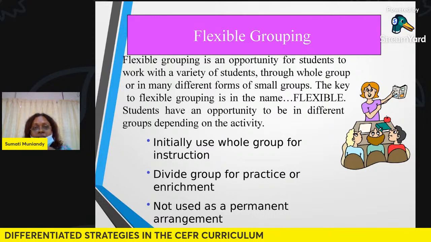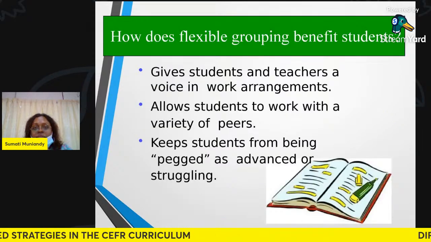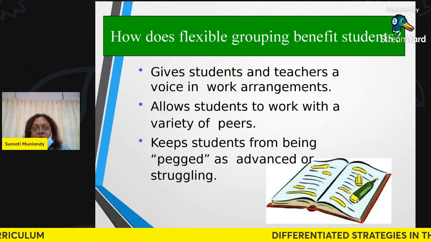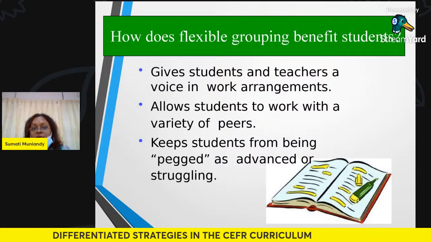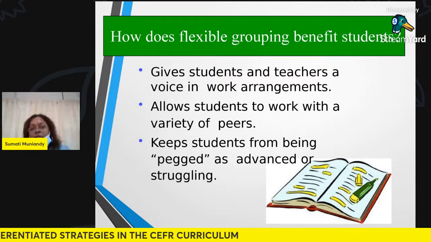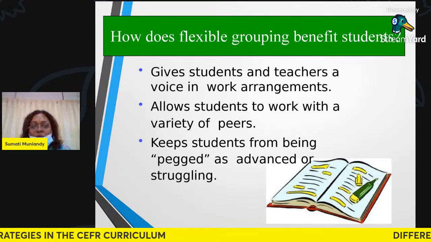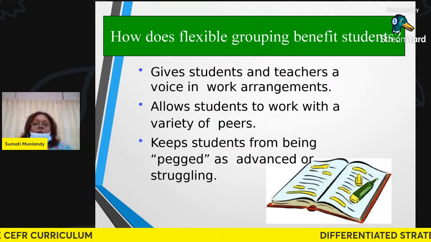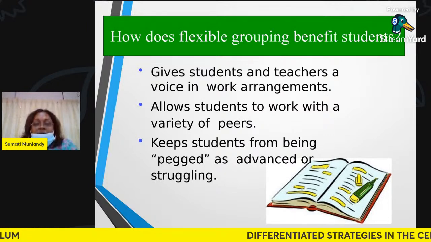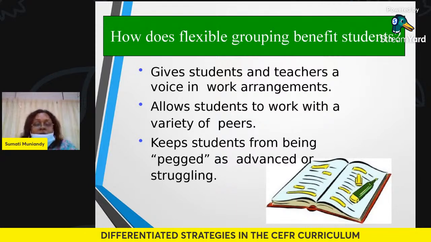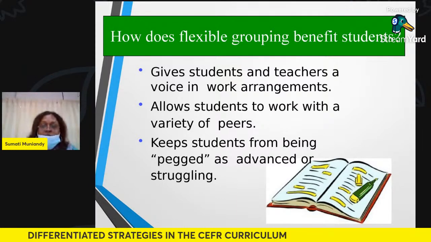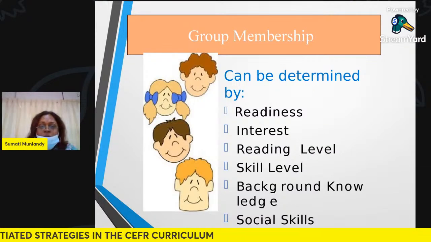Okay, how does flexible grouping benefit students? It gives students and teachers a voice in work arrangements, and allows students to work with a variety of peers, not limiting them to the same group. And then you can pair the slow ones with the good ones. That is also another way of differentiated strategy that you can use in the classroom.